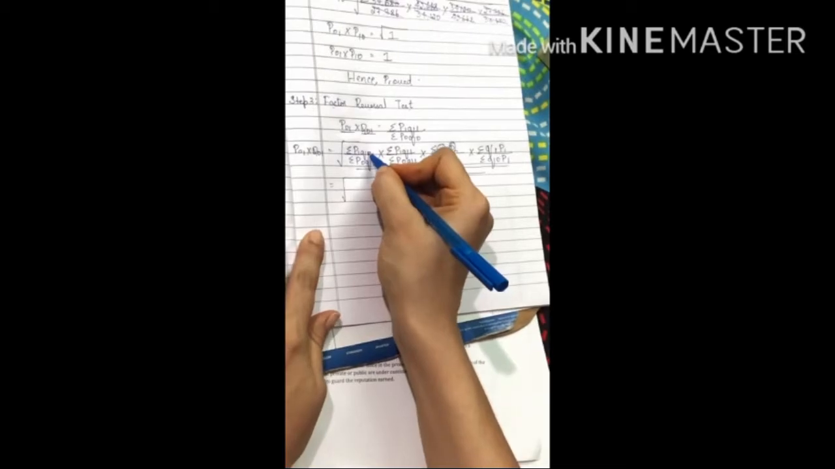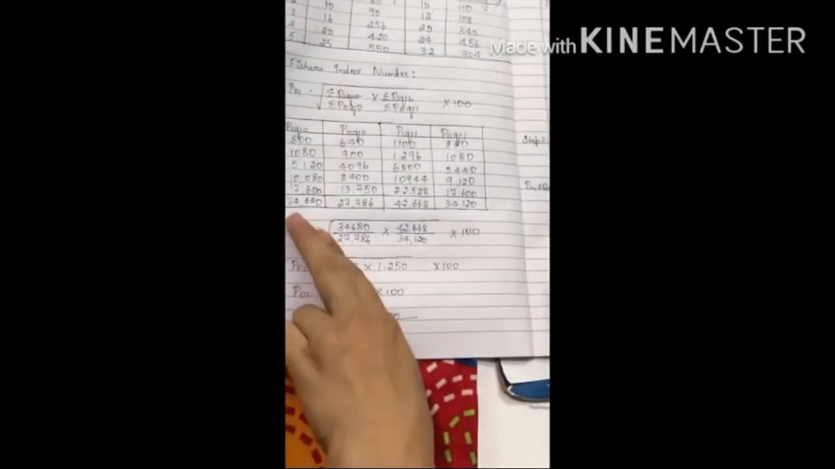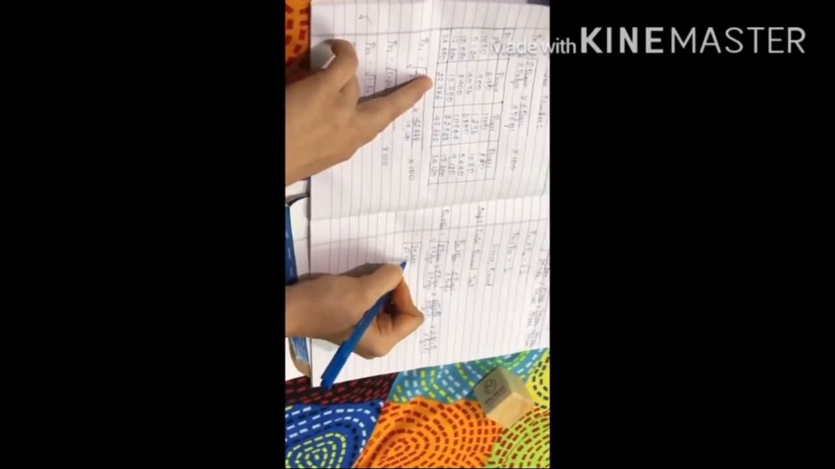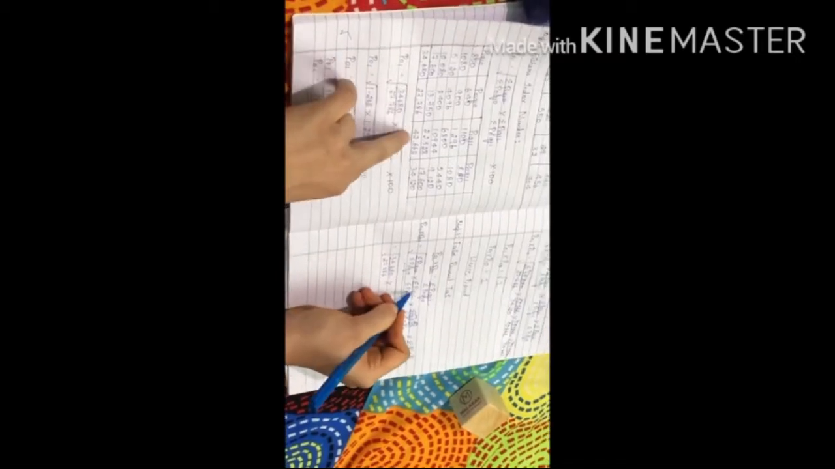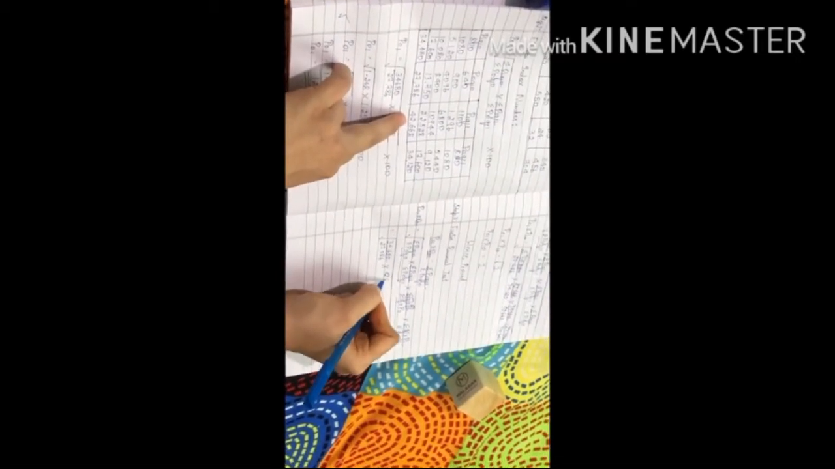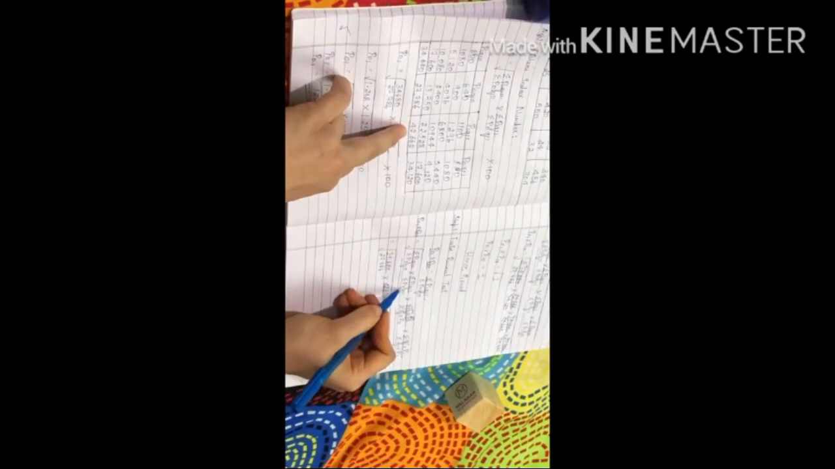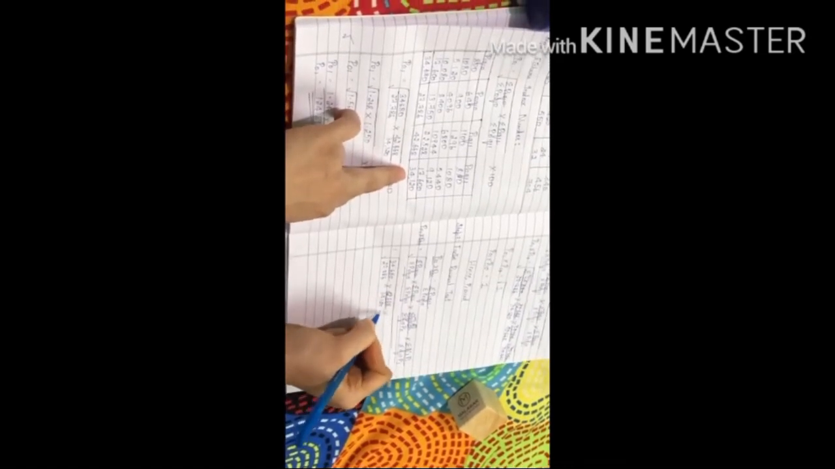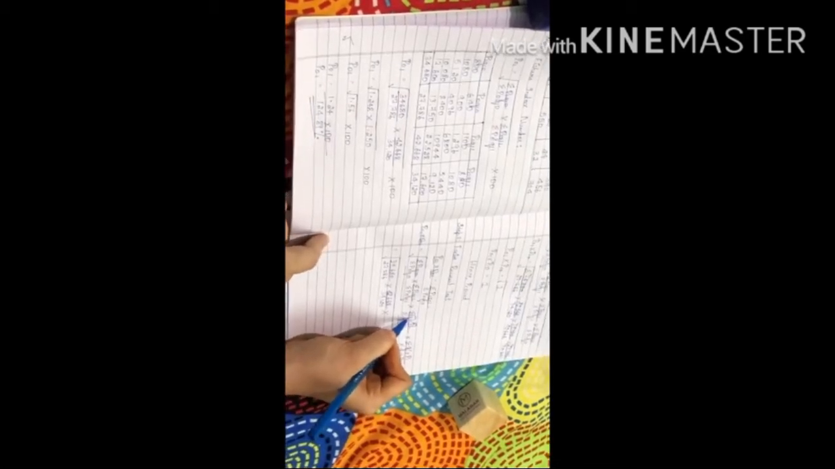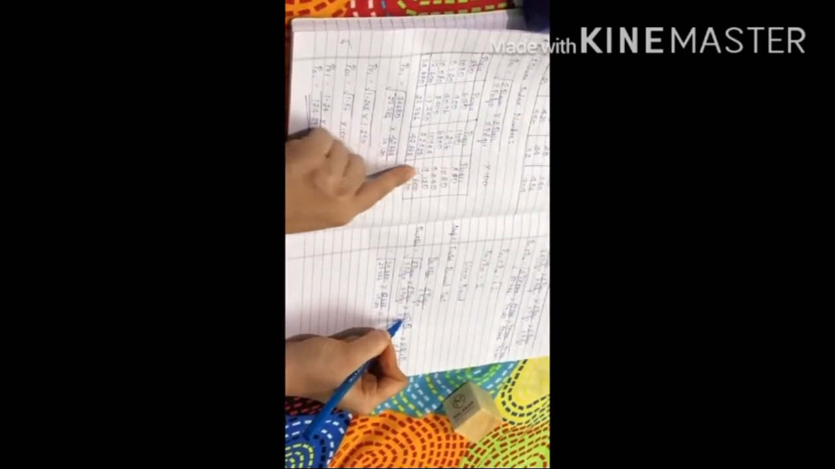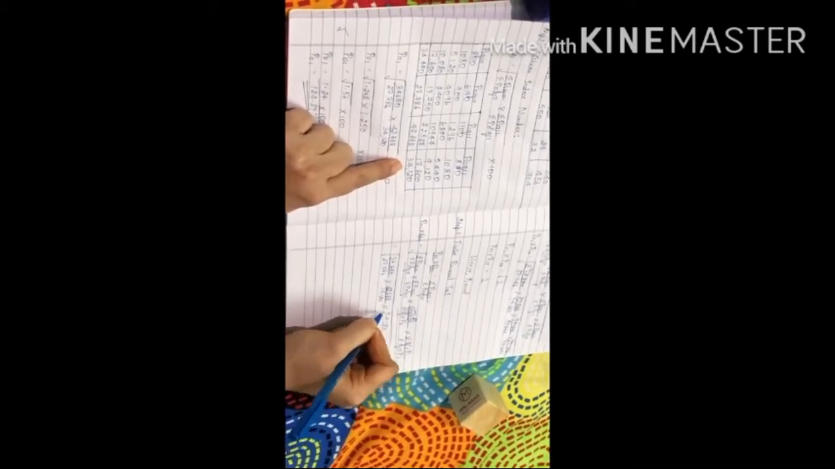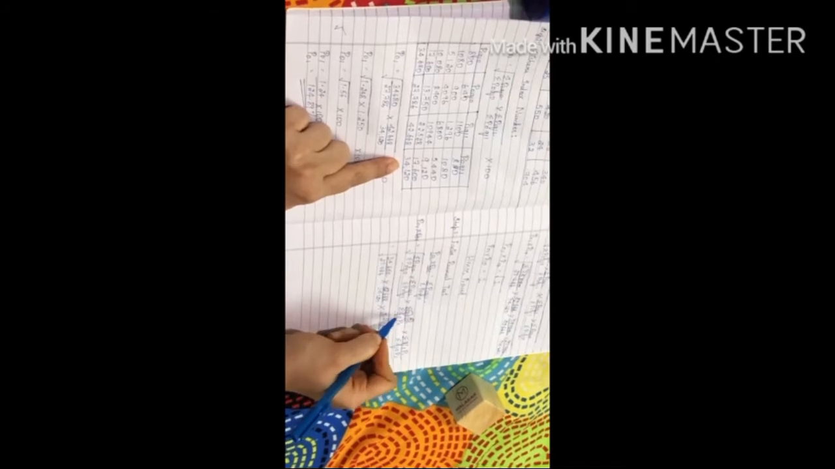So sigma P1 Q0 total would be 34,680 divided by sigma P0 Q0 total is 27,786, into sigma P1 Q1 total is 42,668 divided by sigma P0 Q1 total is 34,120, into sigma Q1 P0. So Q1 P0, again it's the total of this column, so it's 34,120 divided by sigma Q0 P0.